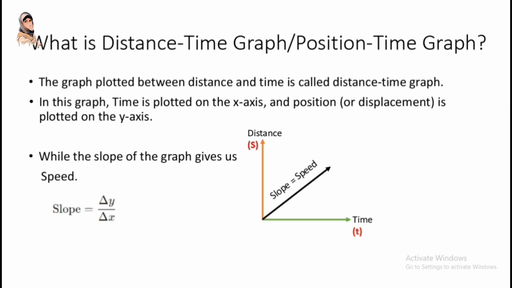As you know, slope is equal to del y by del x. In this graph, time is plotted on the horizontal line, so del x is equal to time, and distance is plotted on the vertical line, so del y is equal to distance. So the slope becomes speed, which is equal to distance over time.